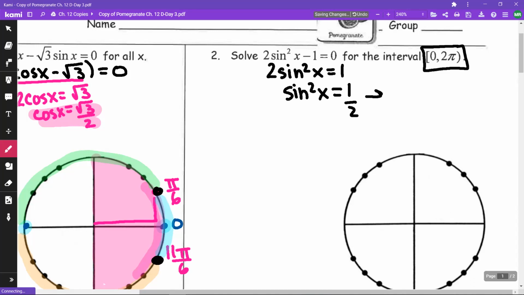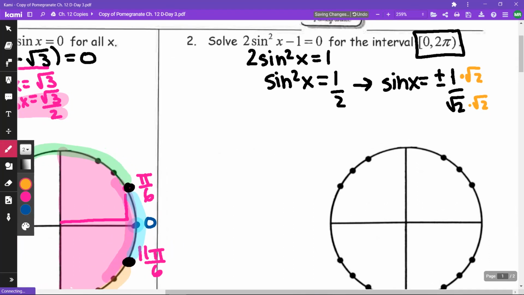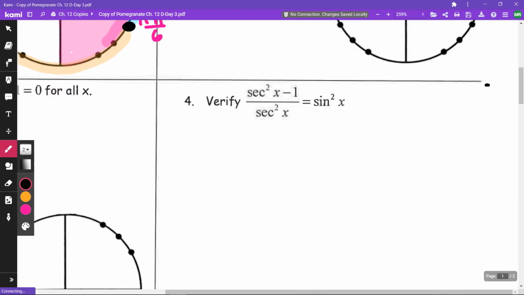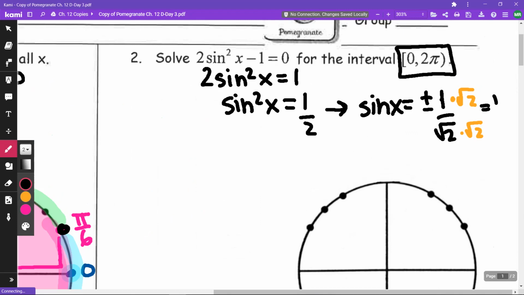And remember, when you take the square root, you always get a positive and a negative. So I'm going to have a plus minus. And then when I take the square root of 1, I get 1. And then when I take the square root of 2, I get root 2. We usually don't see it in this form because we rationalize this. We multiply top and bottom by root 2. And when we do that, our final answer for this is going to be plus or minus root 2 halves.